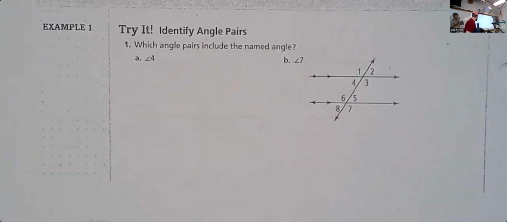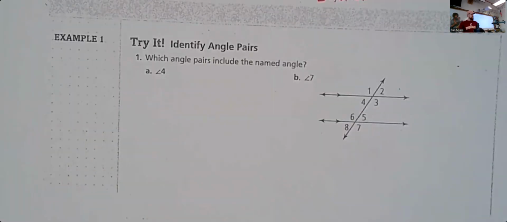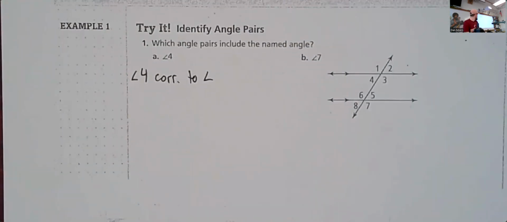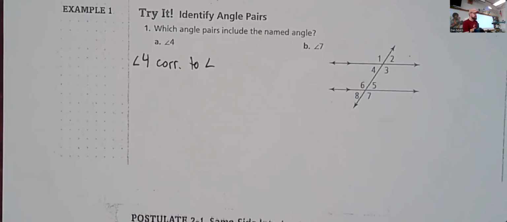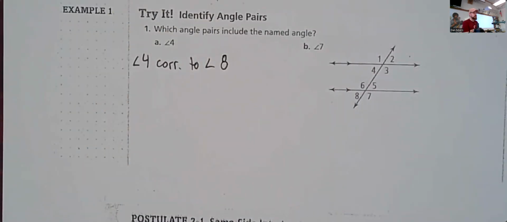So for part A, which angle pairs include angle 4? So of these 3 up here, of these 3 types of angles, which is angle 4 a part of? Corresponding and alternate. So angle 4 corresponds to angle what? Eight. Yes. Does everybody see that? Angle 4 corresponds to angle 8. And I always abbreviate corresponding as CORR.